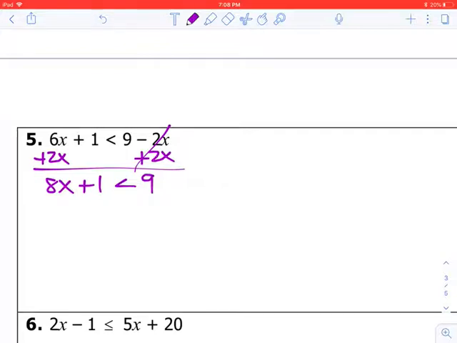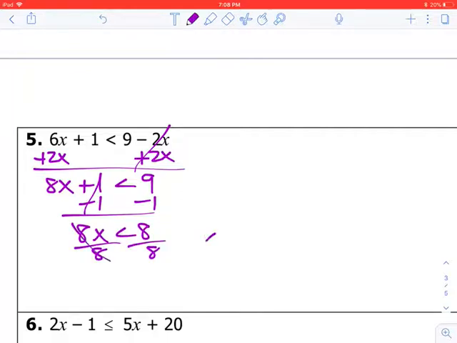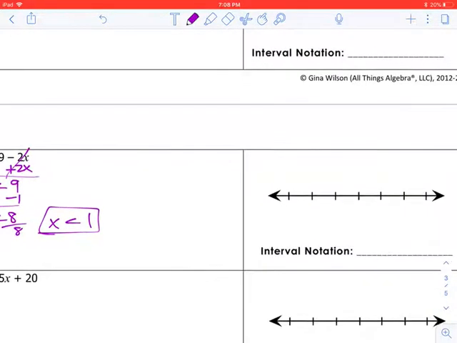And so, in this case, I subtract 1. I get 8x less than 8. Divide by 8. And I get x less than 1. And so when I graph that, 1, 2, 3, 1, 0, negative 1, that's an open circle, no underline, and it's pointing left, so less than, going that way.